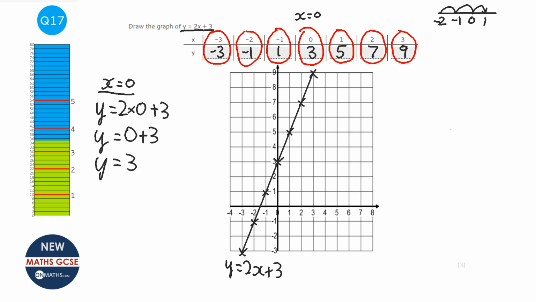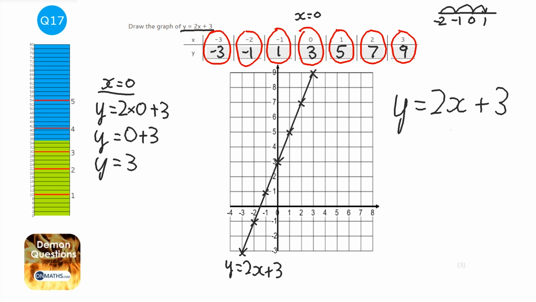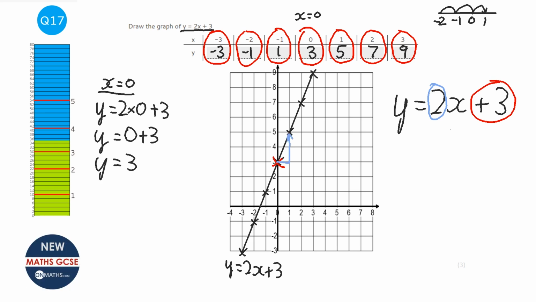Now, I said there was a quicker way of doing this. If you have a look at the graph, the equation, y equals 2x plus 3. This plus 3 tells us where it's going to hit the y-axis, so I can plot that one straight away. This 2 is a gradient, so if I go across 1, it tells us how far up it's going to go. And I just do that a few times to get 3 coordinates, and I can draw my straight line graph from that, and I don't need to put the table. But if the question asks you to fill out the table, obviously you need to fill out the table.